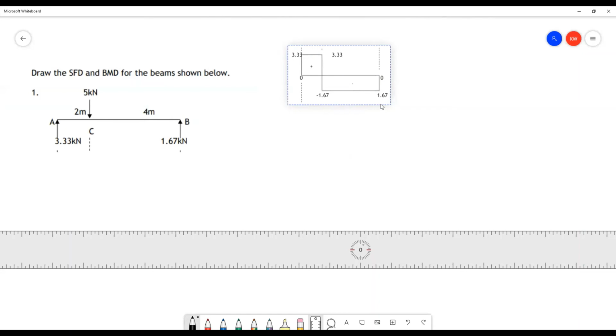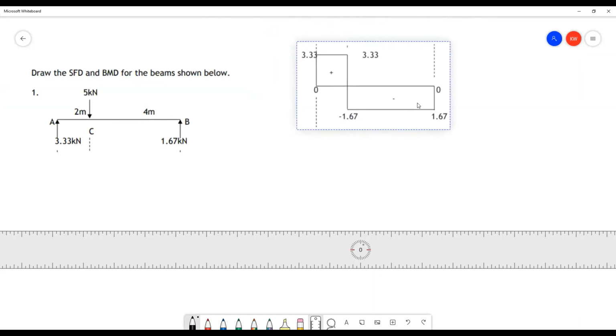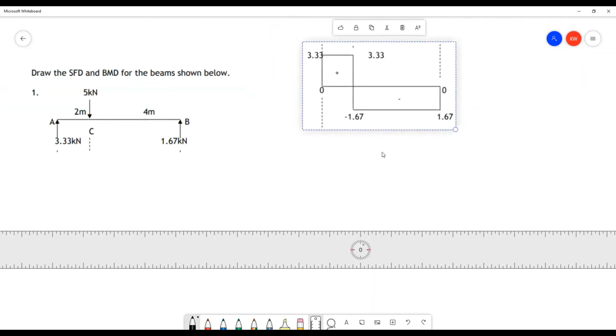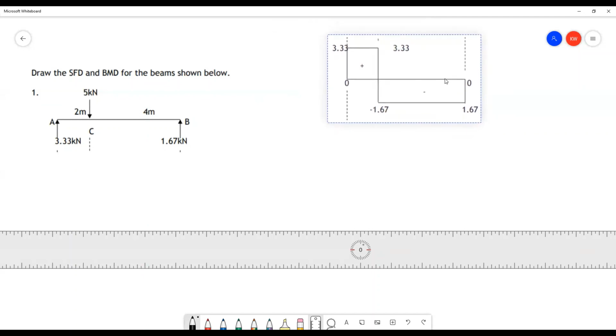So that's a version of the diagram I just produced, but with nice neat lines. As you can see, we got 3.33, down 5, which takes us to minus 1.67, and then back up 1.67 at the end. So that's our shear force diagram.